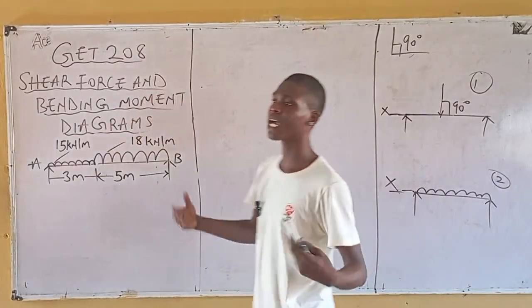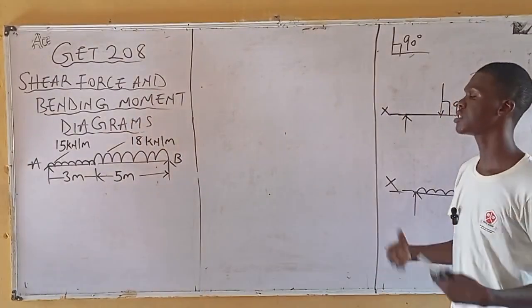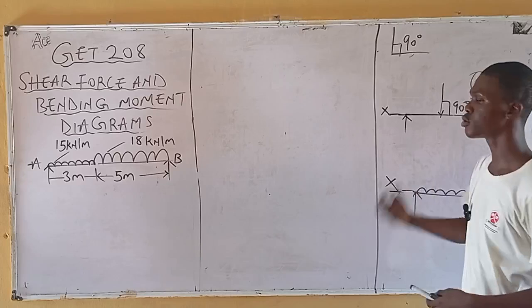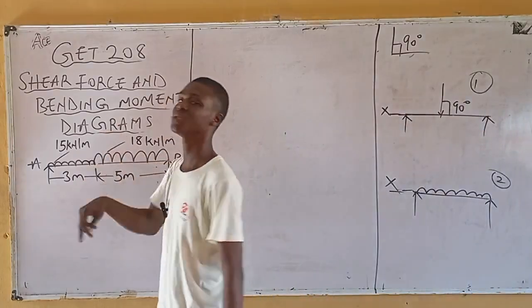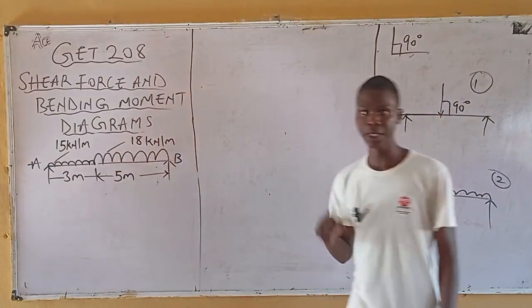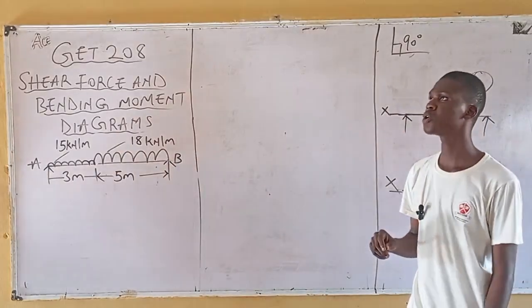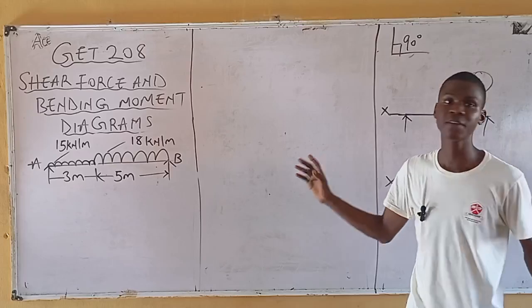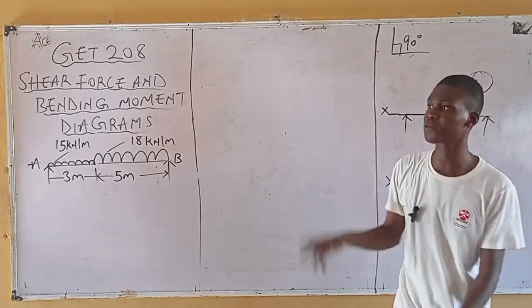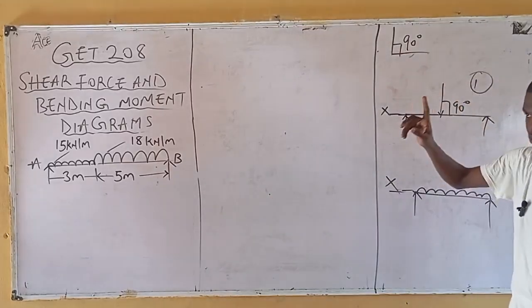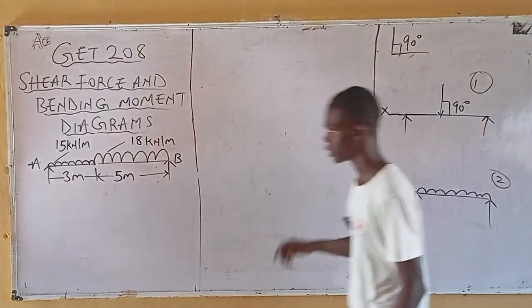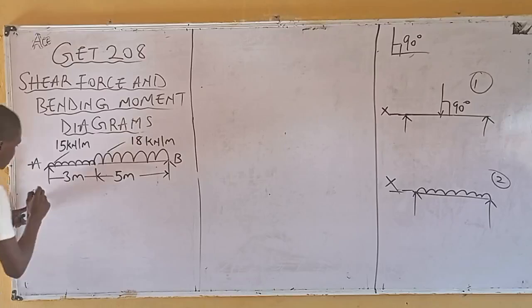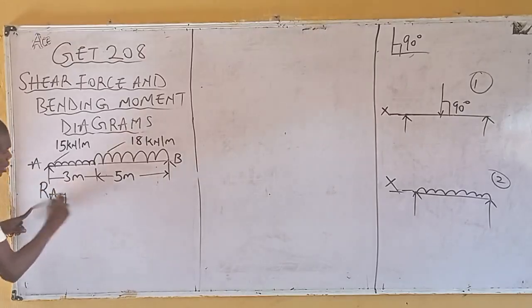So that's the idea behind conversion. When you are doing conversion, it simply means that we want this load that we are converting to act at right angle to the axis of the beam. So, given any type of load different from a point load, you must do conversion. Now, solution. This is R_A, and this is what?